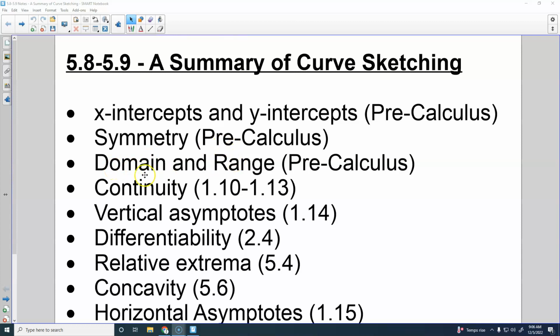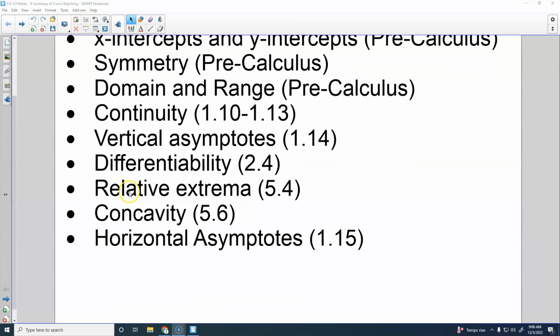Domain, range, continuity, we learned about in these sections here. Vertical asymptotes, differentiability, relative extrema, we just talked about. Concavity, horizontal asymptotes, these are all things that we have looked at here. So knowing all of this stuff, we can sketch a graph. So we're going to do that for one problem. It's going to take us a while to do for one problem.